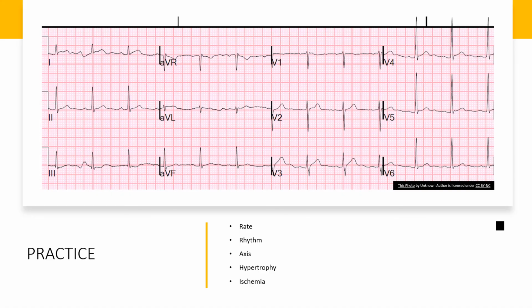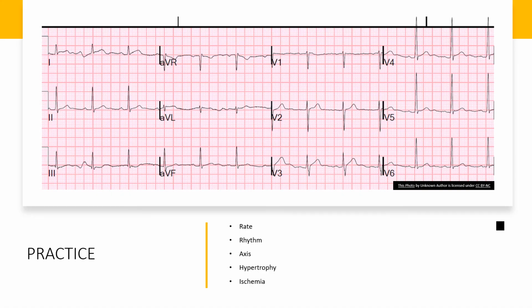In terms of my rhythm, it appears that I have a P with each QRS for as many as I can see, and no extra QRS complexes. It appears that my PR interval is normal and my QRS is narrow. For my axis, I'm upright in AVF and in 1, so it appears this is normal axis.